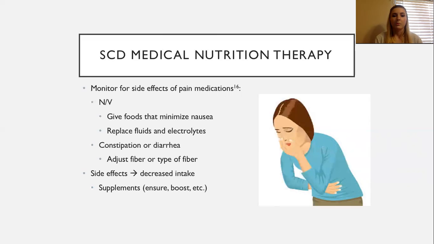You would want to replace their fluids and electrolytes if they have loss of body water such as vomiting or diarrhea. They want to adjust the fiber, different things like that, and you would definitely want to monitor these side effects in accordance with their intake. So if they have decreased intake from this, you might want to see if a supplement might help them get their calories and their protein in.